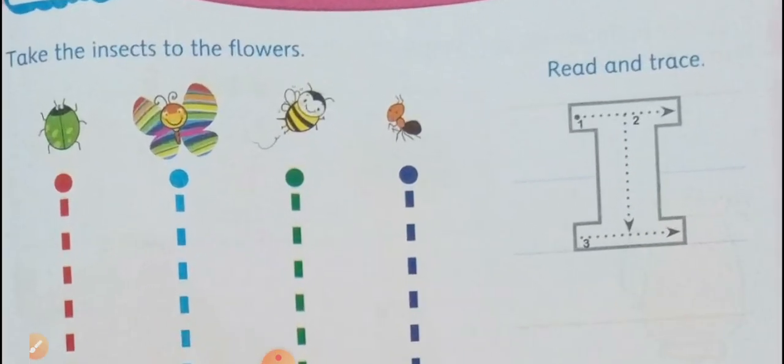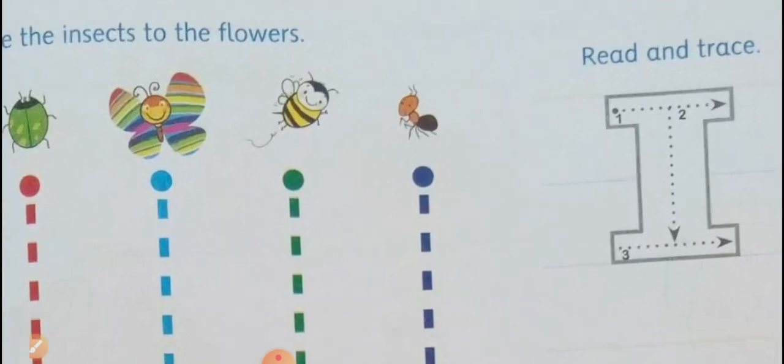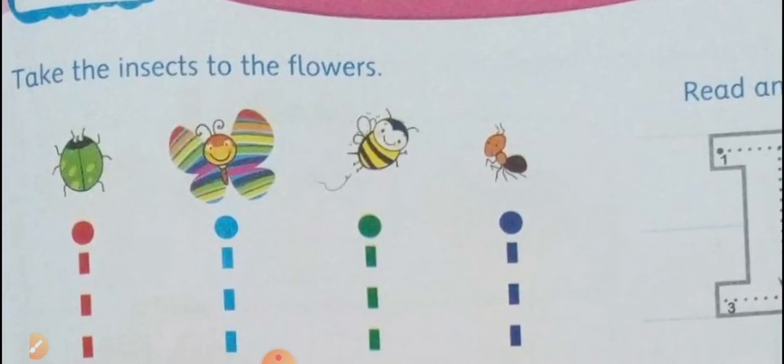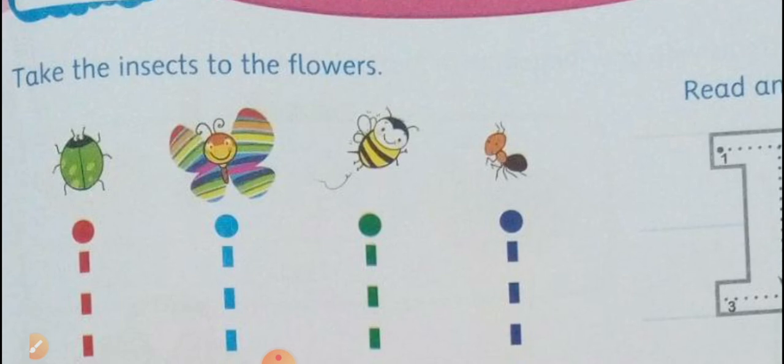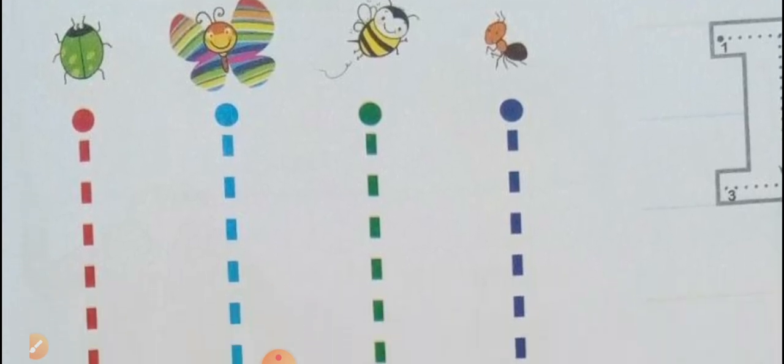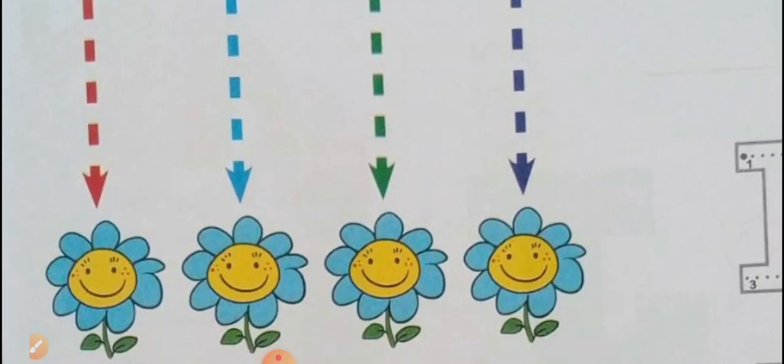Okay, ladybird, butterfly, fly and ant. Yes, these are the small insects. Honeybee. Yes, so what you have to do, you have to help these insects to go to the flower. आपने इन इंसेक्ट्स को फ्लावर के पास लेके जाना है.